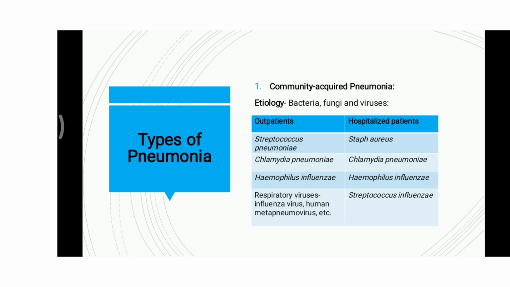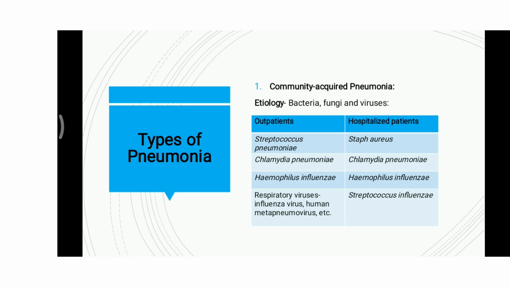So the first one is community acquired pneumonia. The etiologic agents are bacteria, viruses, and some fungi. Also there are some protozoans which are under study now. The patients who are outpatients, meaning not hospitalized, who have come from outside, are outpatients.